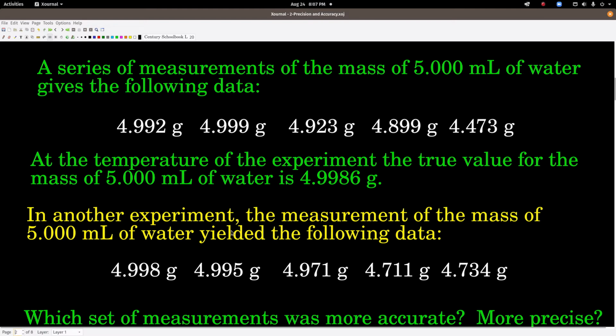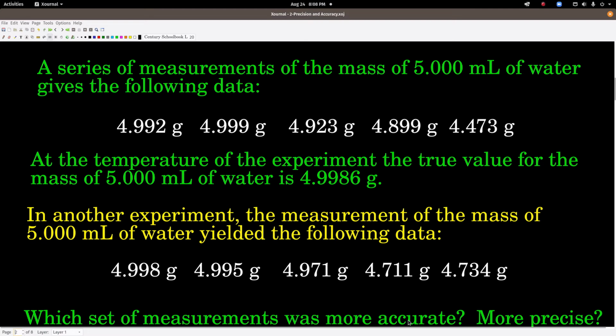Let's say we do another experiment where we measure the same thing, the mass of 5 mils of water, and we get these numbers. Maybe we're using a different balance, or somebody different is doing it, or we're just doing it at a different time. What we want to know is which of these sets of measurements is more accurate.